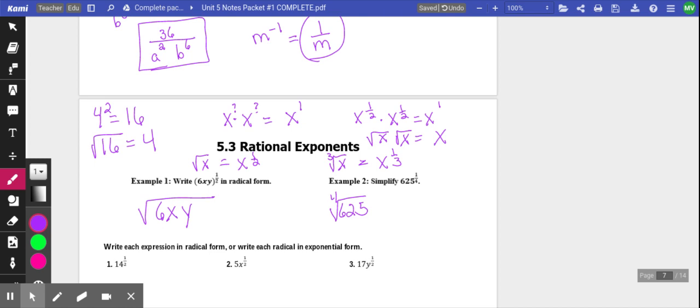So on my calculator, I'm going to do 625 caret, then I'm going to do the fraction, 1/4. And that's just equal to 5. And that equals 5 because 5 times 5 times 5 times 5, 4 of them, equals 625.